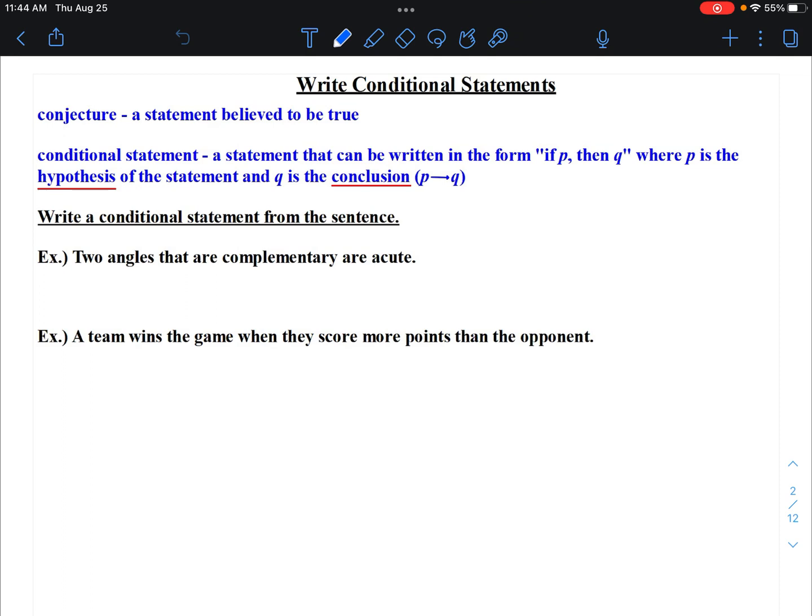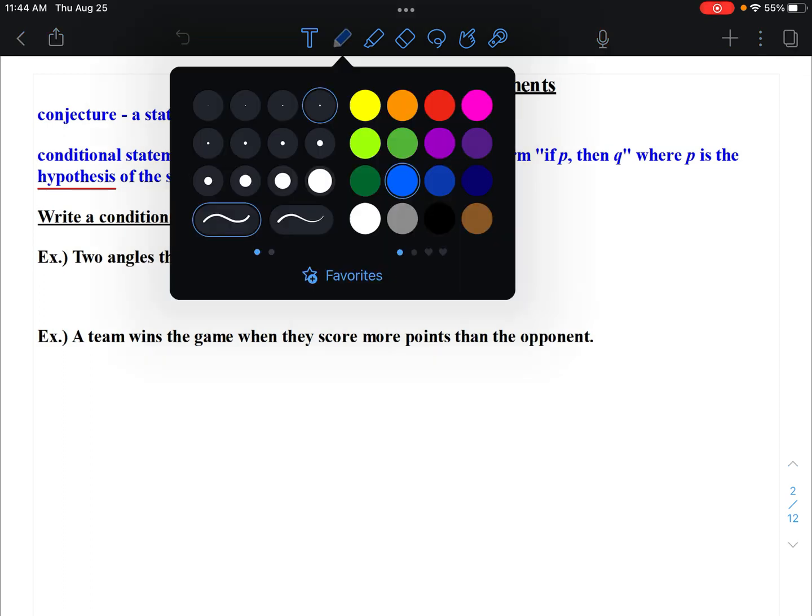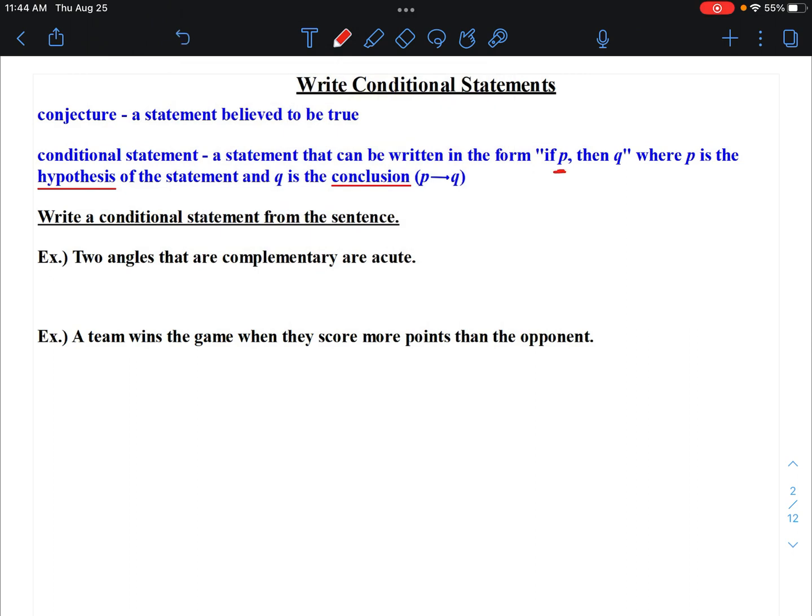Now, that is a statement that can be written in the form if P, then Q. Now, P and Q are just placeholders for different events. Okay, so if I get paid, then I'll take you to a movie. Okay, so that would be an example of a P and a Q. P is what we refer to as the hypothesis. It goes with the if. Q is what we refer to as the conclusion, and it goes with the then part of the sentence.